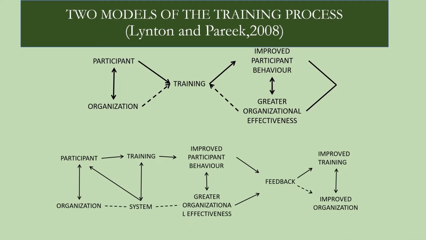A little more complicated model looks at the participant and the organization as part of a larger system, and training is not standalone, but we also need to bring about changes in the system, like the performance appraisal system, the monitoring system, various organizational systems. This leads not only to improved participant behavior or practices, but also greater organizational effectiveness. There is a feedback process of how the participant and the organization are supportive to each other and aligned, and that feedback system then is used to improve training and improve organizations.